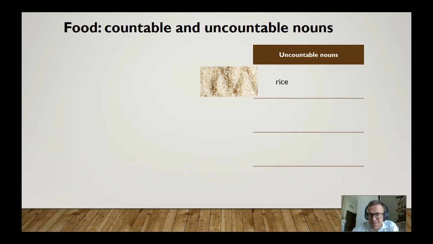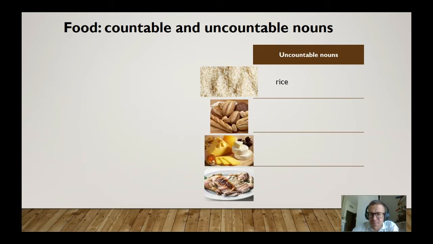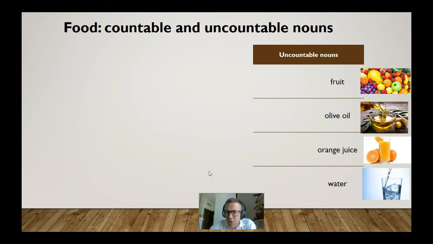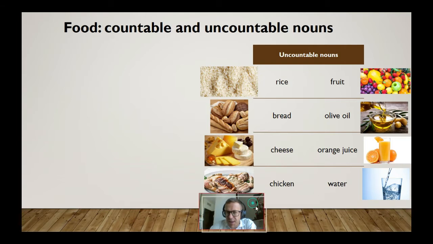Then uncountable nouns. We have rice, can't count it. Here's some more. Bread, cheese, chicken. A few more. Fruit, olive oil, orange juice, water. So these are the examples in the book for uncountable nouns.